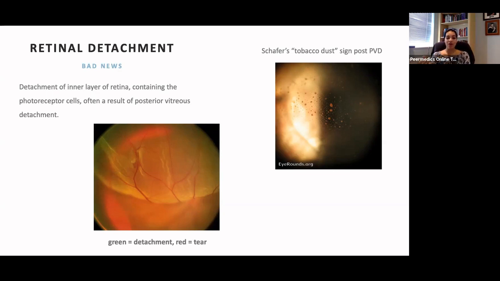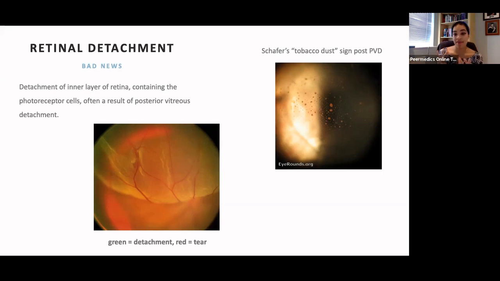So does anyone know the characteristic description of the vision change? Yeah, perfect. So it's the curtain over your eyes. So it'll be sudden, kind of painless. They'll just feel like a dark curtain descending across their eye or across half their eye.